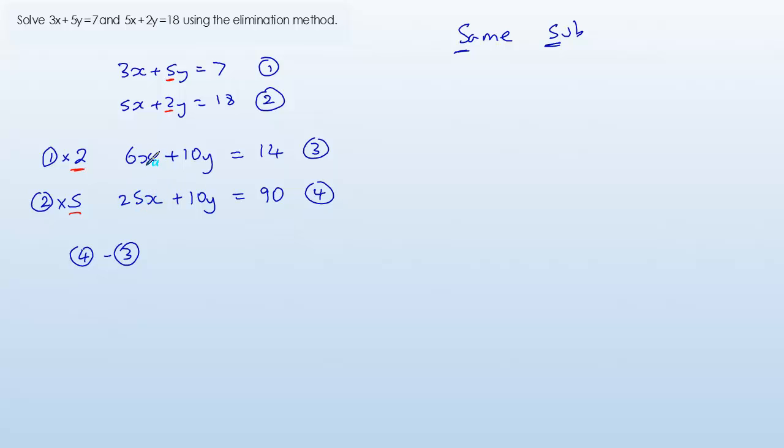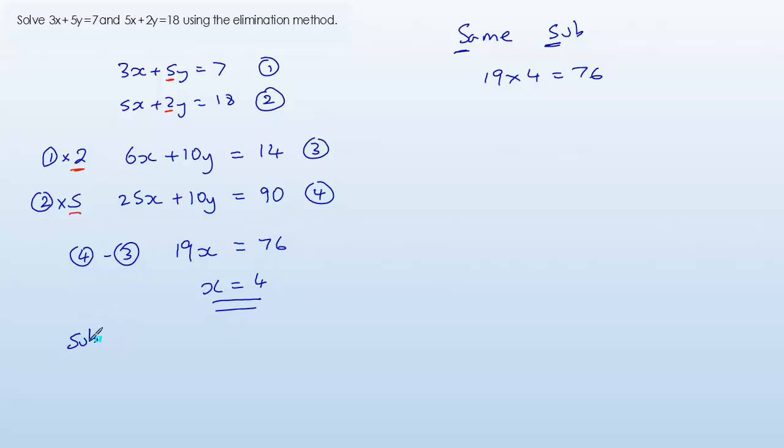So 25x's take away 6x's, that gives me 19x's. 10y's take away 10y's, the y's disappear, that was the whole point. 90 take away 14 is 76. Now 19 times 4 equals 76, so that means that x equals 4.